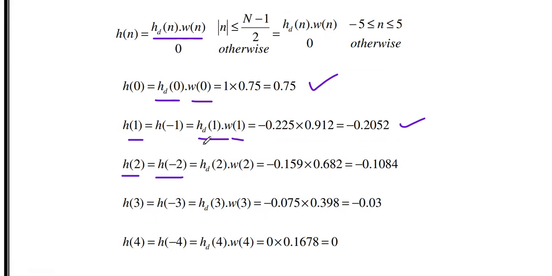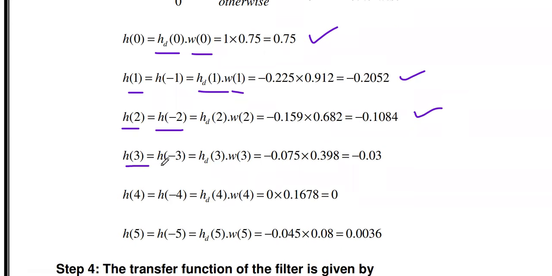Both are equal since HD of 2 and W of 2 are equal. If you multiply, we get the answer minus 0.1084. Similarly, H of 3 and H of minus 3 are equal. So you just multiply HD of 3 with W of 3. We get the answer minus 0.03. So H of 4 is 0 and H of 5 is minus 0.0036. This is the desired impulse response for the n value between minus 5 to 5.